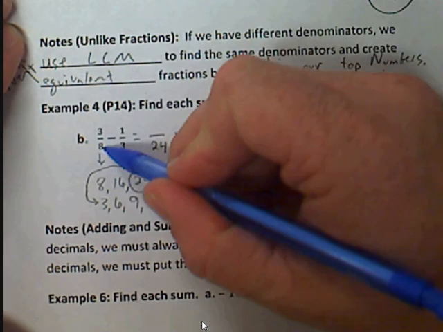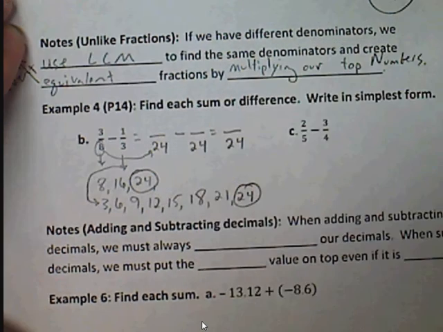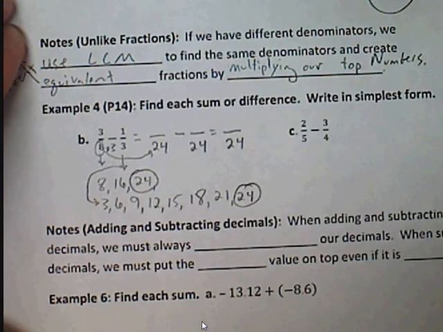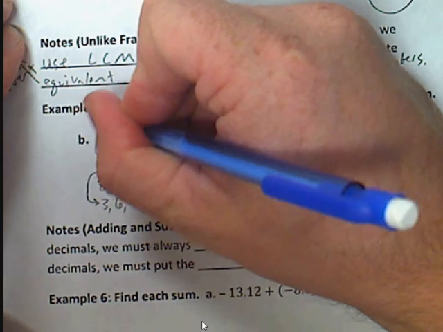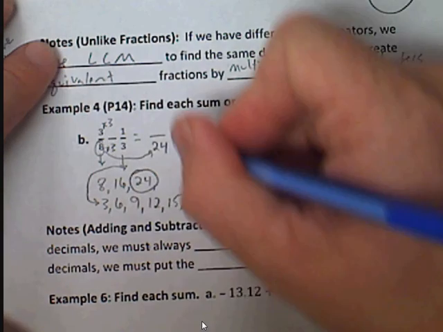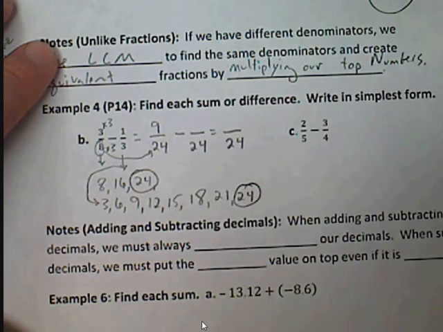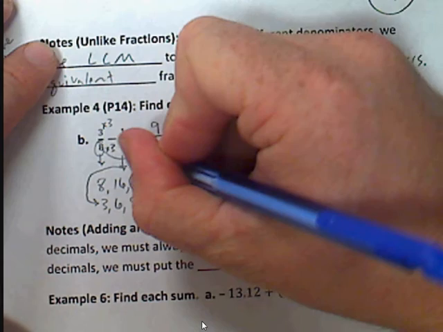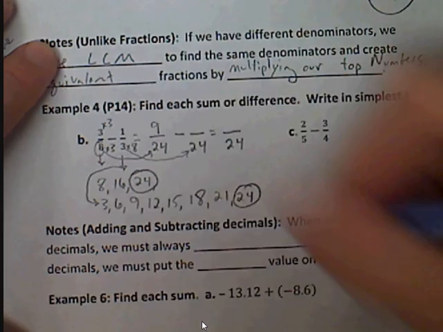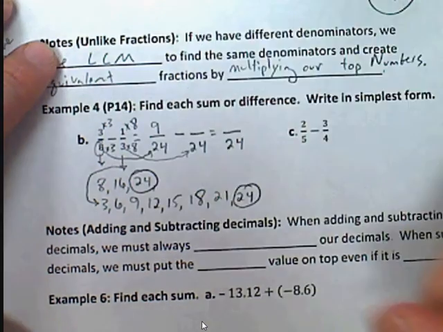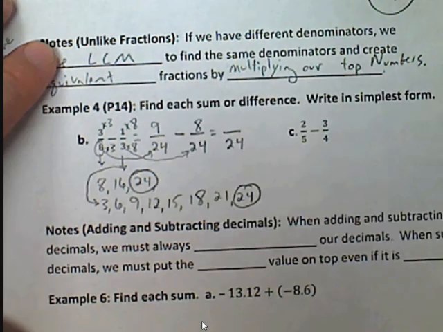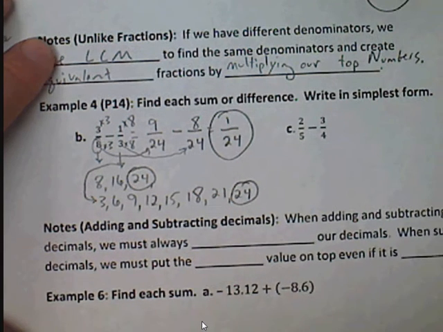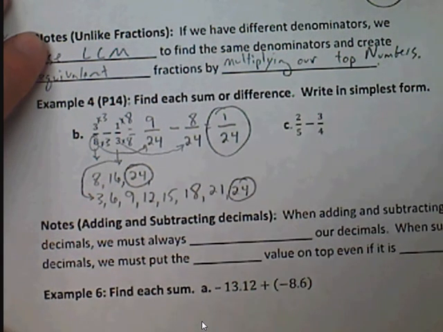Now, how did I get from 8 to 24? I multiplied by 3. If I multiply the bottom by 3, I multiply the top by 3. 3 times 3 is 9. How did I get from 3 to 24? I multiplied by 8. If I multiply the bottom by 8, I multiply the top by 8. 1 times 8 is 8. 9 minus 8, 1. 1 over 24, there is nothing that I can do with that.